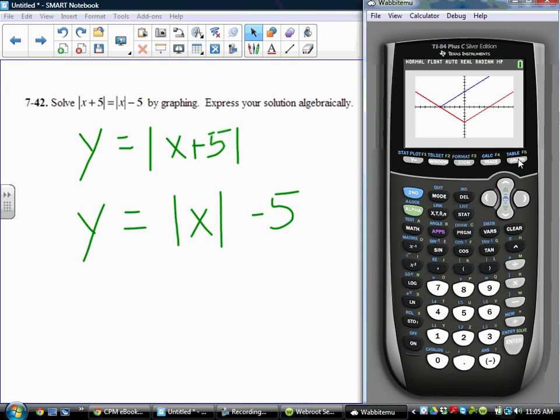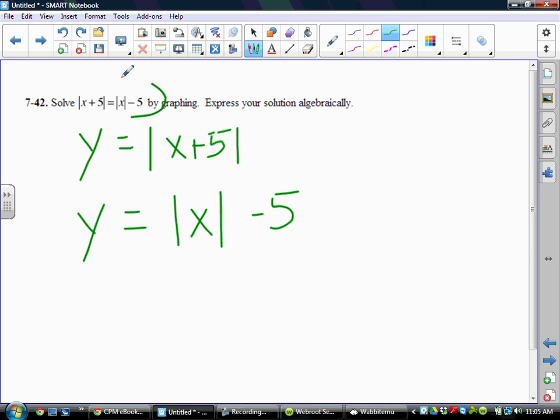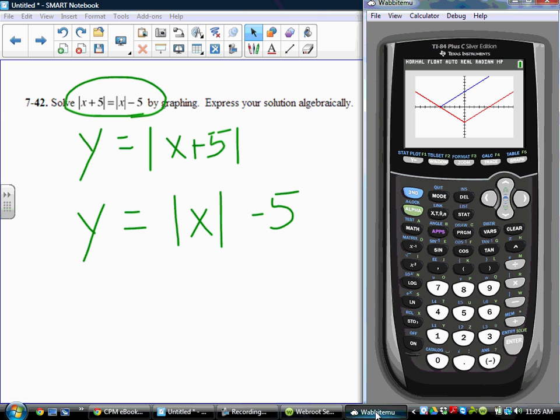Okay, so what we're trying to see is when we have two equations and we're solving them, we're trying to find where they intersect, basically. And now we need to look at the original expression. There were no y's given to us in the problem, so we only want x in our answer. So let's look at where these graphs intersect, where are they overlapping.